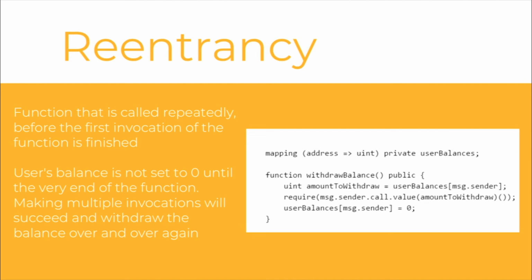So here's an example. An attacker could call withdraw balance, and you see how the user's balance is not set to 0 until the end of the function. They can repeatedly call withdraw balance, and the second and later invocations will still succeed, allowing the attacker to withdraw the balance over and over again.